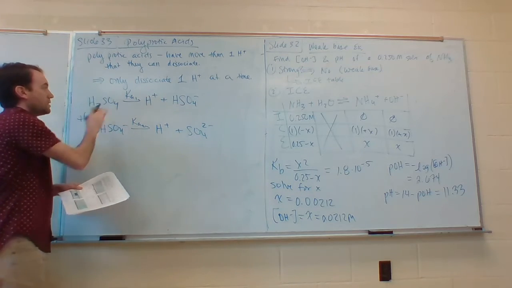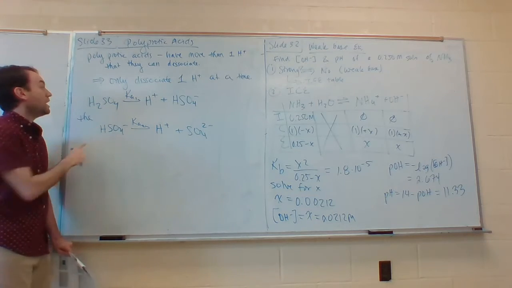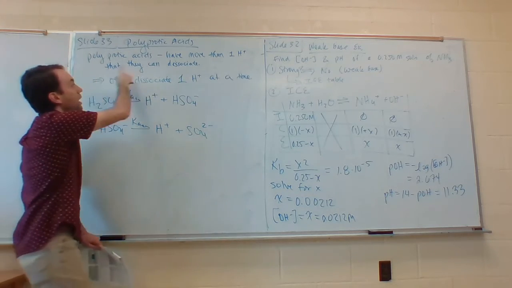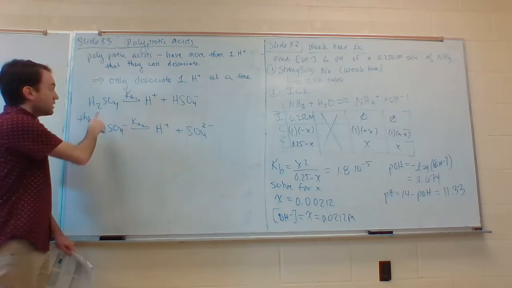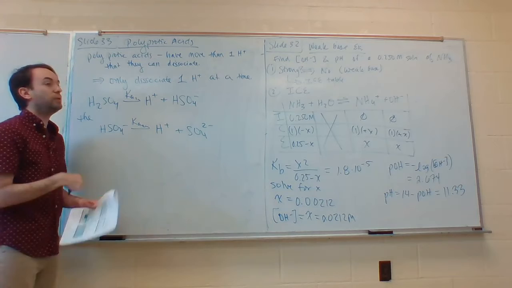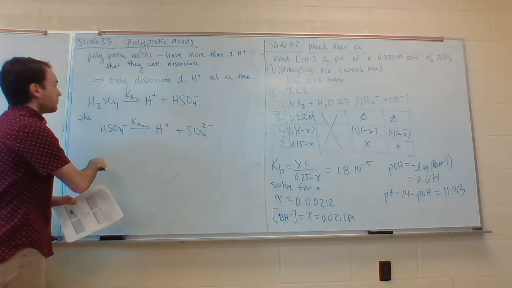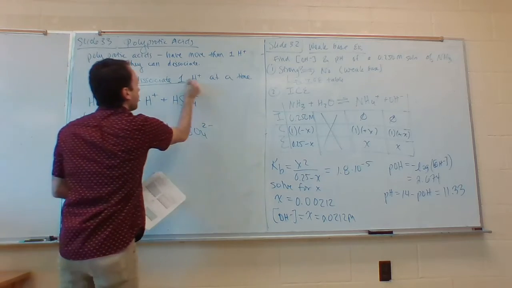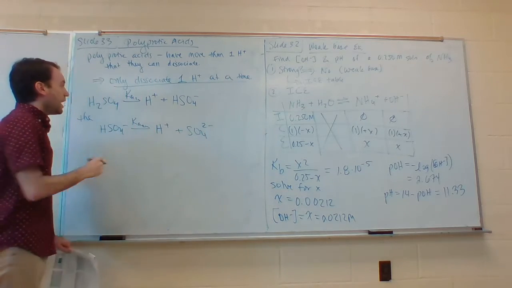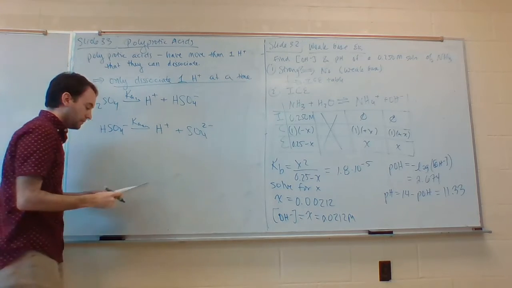So if your acid has more than one proton, right, H2SO4 has 2 protons. If it has more than one proton, it is a polyprotic acid, okay? This in particular, since it has 2, is a diprotic acid. If it had 3, it would be a triprotic acid, okay? And so on. But they're only going to get rid of one proton at a time, and each time they lose a proton, it has a different acid dissociation constant, okay?